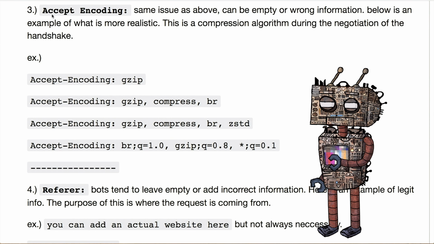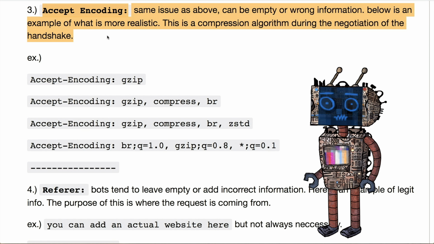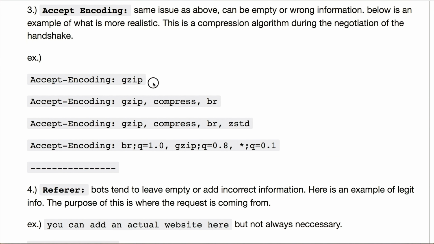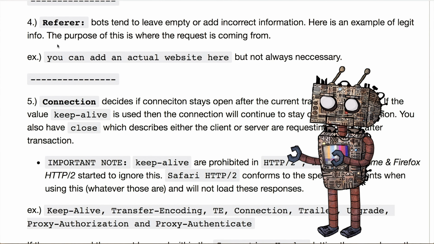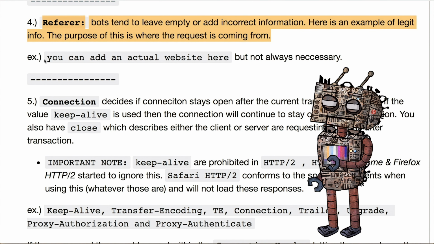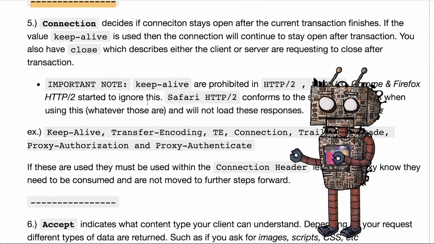Number 3, accept encoding. This deals with the compression algorithms during the hashing process. Here's a few examples. Feel free to pause the video at any time. Number 4, referrer header. This is where the request is coming from, such as a website you add to it, like a reference of where you are or are sending data from.